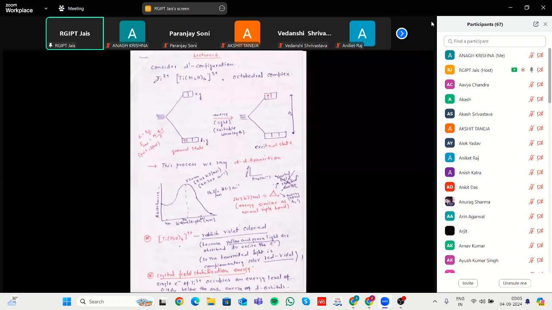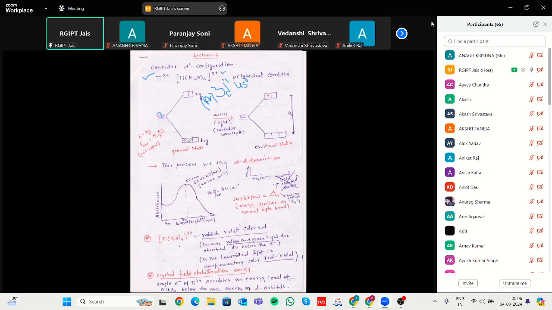Crystal field stabilization energy: if we take an example of an octahedral complex like the titanium water 6 complex, having a charge of plus 3, in the form of 3d1, argon 3d1 4s0. In this case, there is only one electron, and the d orbitals split into two categories. First is t2g, second is eg.